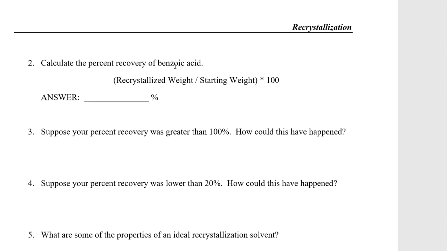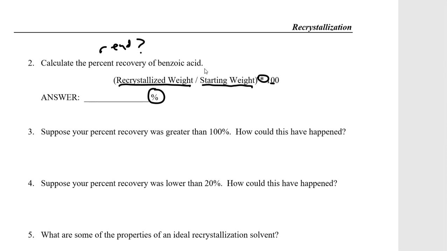Question number 2 says, calculate the percent recovery of benzoic acid, which means how much did you end up with? All right. So we know that you're going to lose stuff. In a laboratory, we know that you are going to lose things on transfers. There's just no way around it. That's just the way that it's going to be. None of us are perfect. So this is a way that we can report how much we actually recovered, and we can use this number to maybe determine the amount of contamination. So calculating the percent recovery of benzoic acid, they want me to take my recrystallized weight that I had at the very end, divide that by my starting weight that I used in the very beginning, and then multiply by 100.